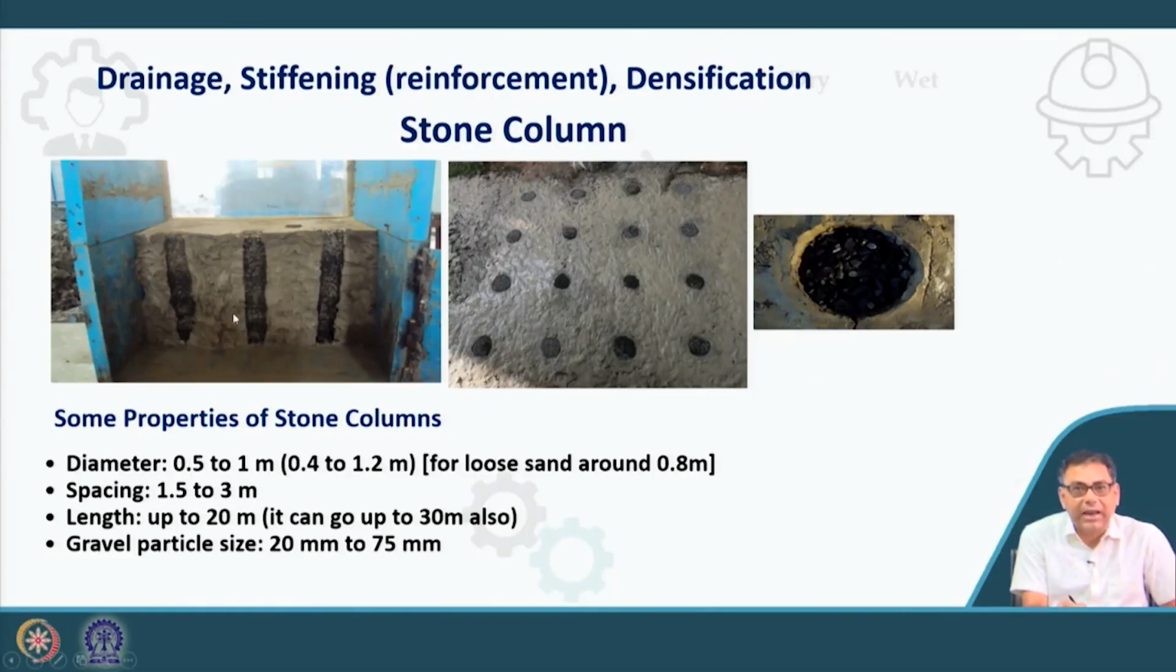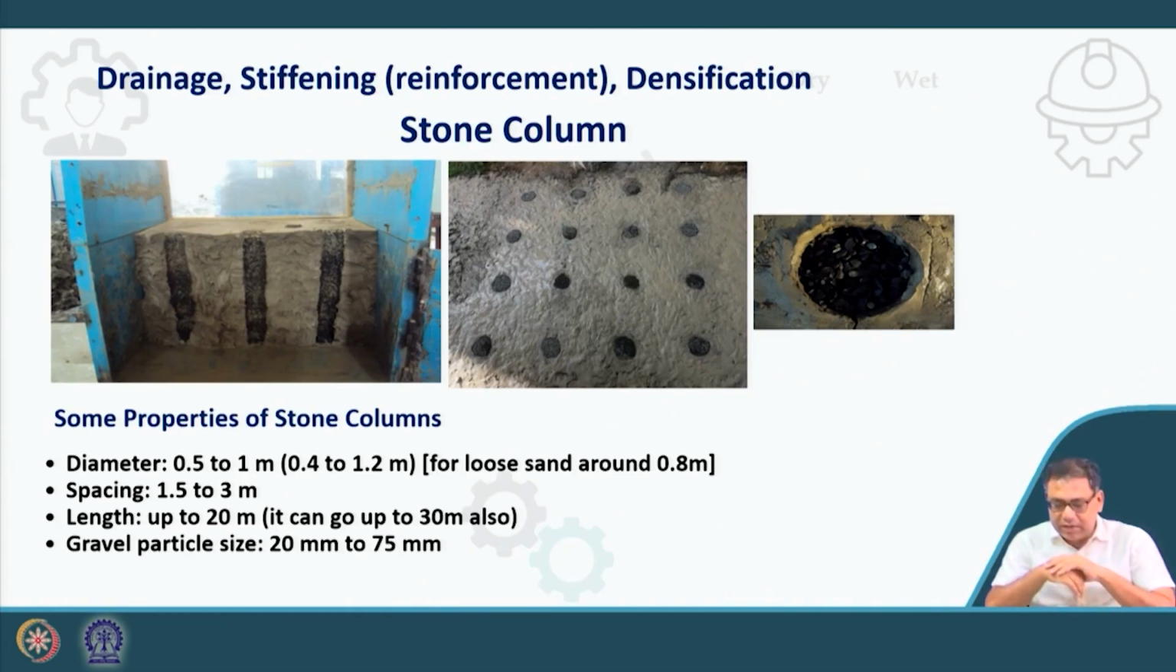This is in lab scale, and these are the top view, or the plan, or the arrangement of the stone columns. These columns are also used in grids. There can be a triangular grid or a rectangular grid. Here in the photographs, it is in rectangular grids, and this is a close view of the stone column. Some properties: the diameter of the stone column generally varies from 0.5 to 1 meter, and in the broader range 0.4 meter to 1.2 meter, but generally 0.5 to 1.